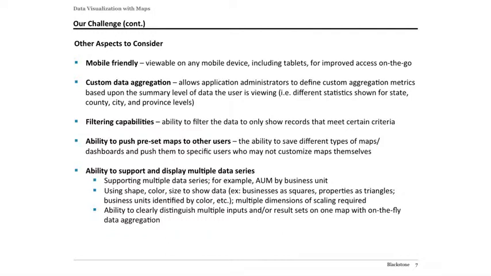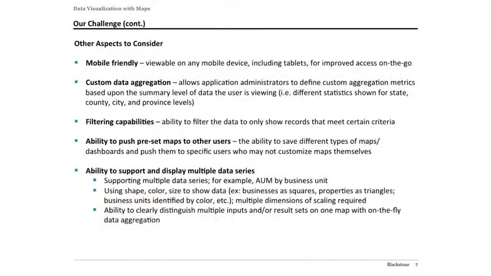Some users are not going to be able to create maps. So let's just give them a map they can see and make sure it's relevant to them. Ability to support multiple data sets on the same map. So we're going to have maps with a wide variety of series. So say assets under management, business units, properties, and things like that. So we need an easy way to distinguish between those maps, between those data series. And the ability to, again, aggregate them on the fly.